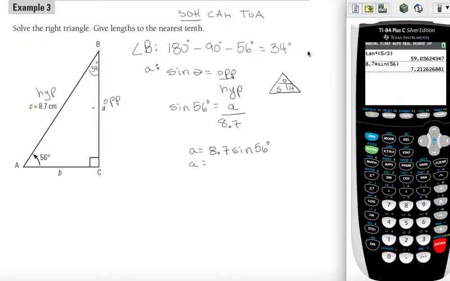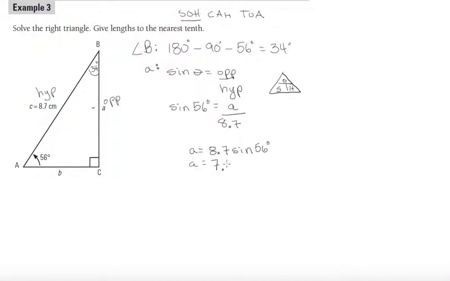7.21. We want to go to the nearest tenth, 7.2. I look at the next number is 1. That means leave it at 7.2. My units are centimeters. So that's my answer for A. This is B.